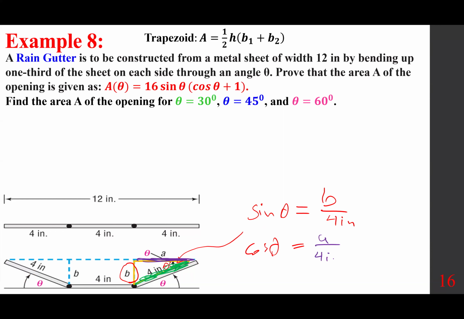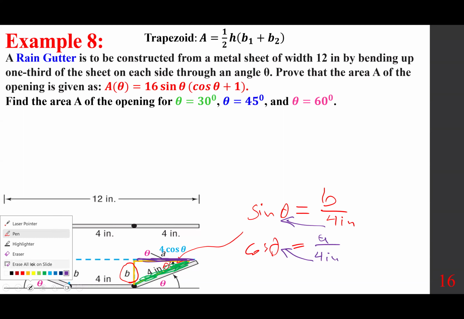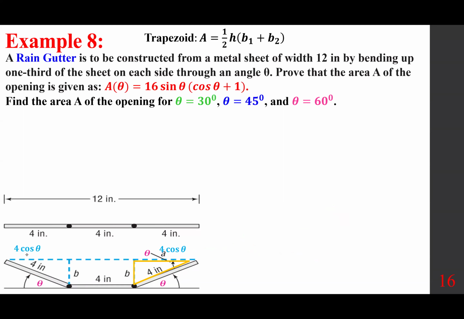Over the hypotenuse 4 inches. Therefore, A is the product of these two, B is the product of these two. So let me erase all inks. So this becomes 4 cosine theta. This becomes 4 sine theta. So this height is 4 sine theta. This is 4 cosine theta, which means we have this side, lowercase b1 is 4 inches.